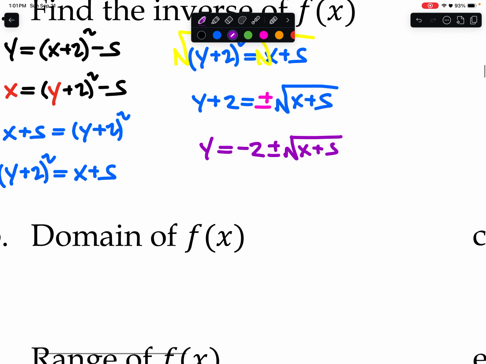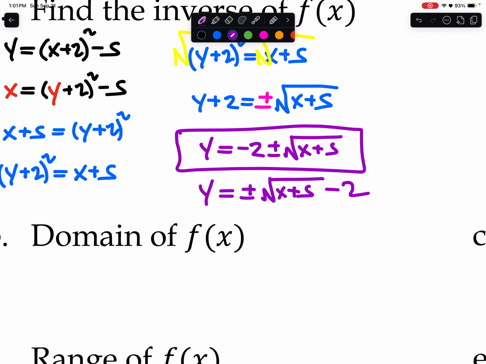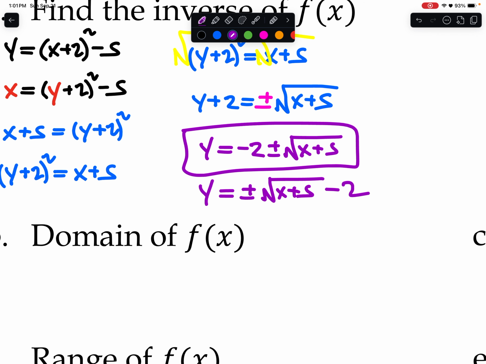So you could write this a few different ways. You could also write it as plus or minus the square root of x + 5, minus 2. I will say we're definitely going to prefer this top way rather than the bottom, but we would take either one. So this would be your inverse.